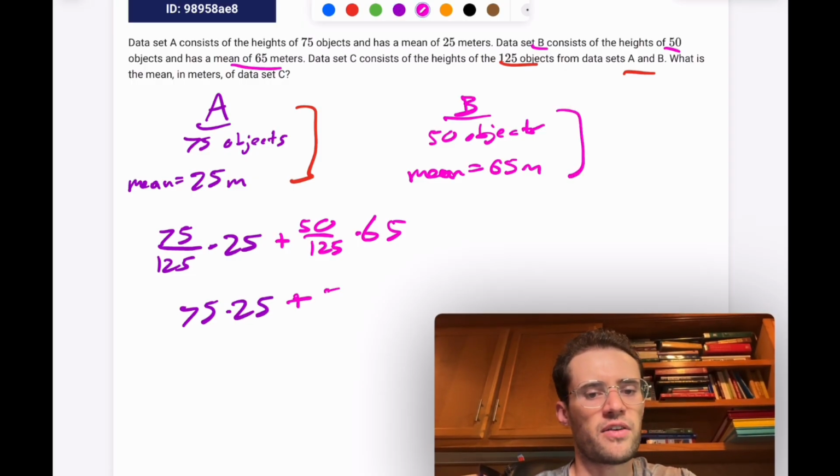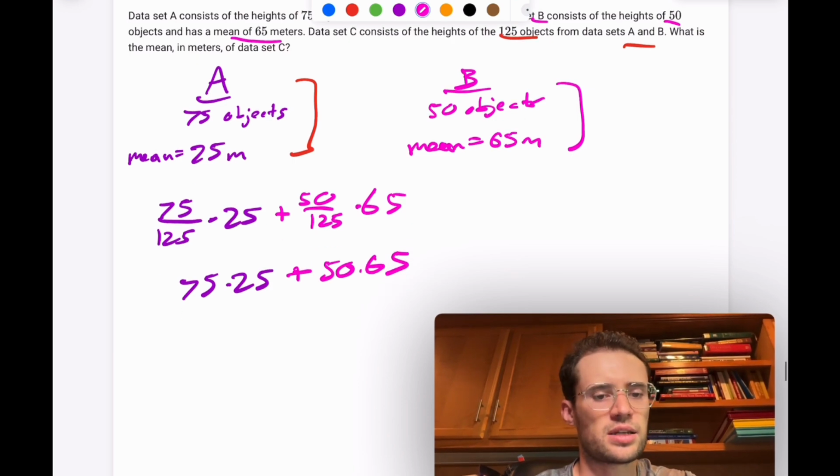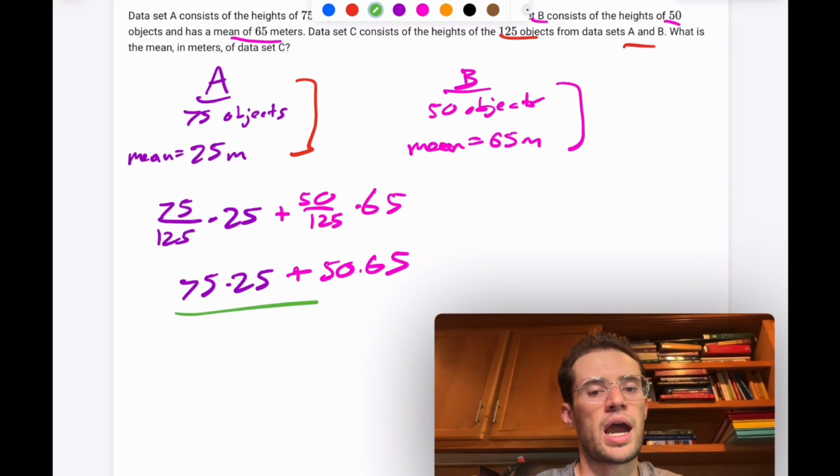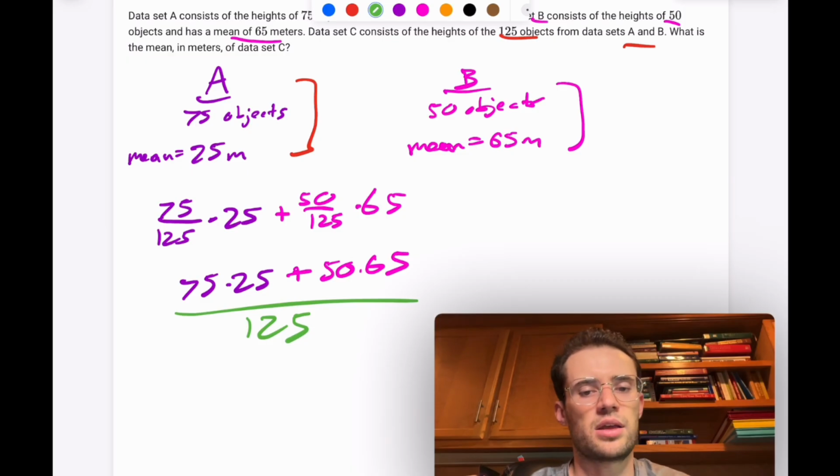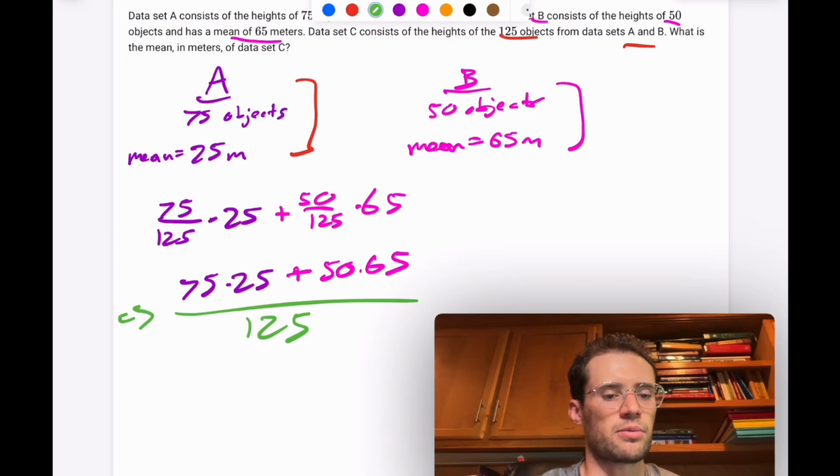So it'd be the 50 objects times 65, the average for those 50. Right? So it's going to be the total height for these, total height for these. Add them up, it's the sum total height of all of them, and then divide that by the number of total objects, 125. Right, so either of these will get you the same answer. I'll do it this second way first.